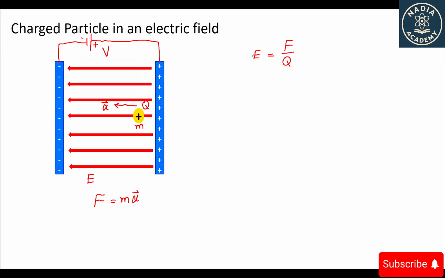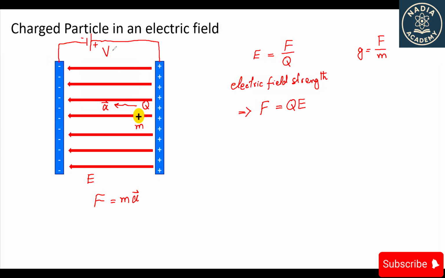This is the same concept as for the gravitational field strength g, that is the force per unit mass according to Newton's second law. Here E is the electric field strength, F is the force and Q is the charge. So from this equation we can see that the force on this charged particle Q is the product of the charge and the strength of the electric field.